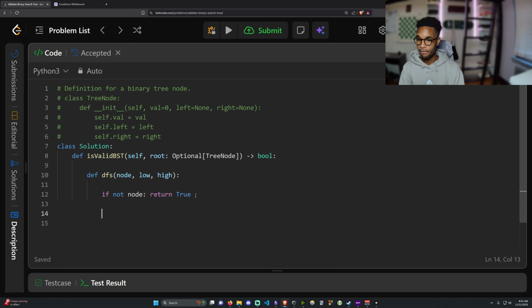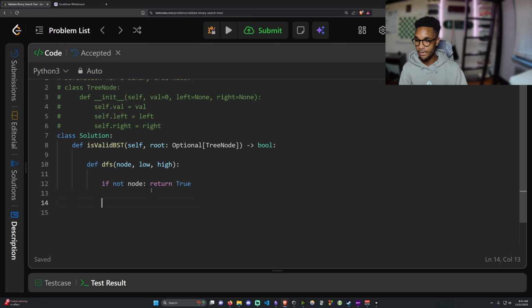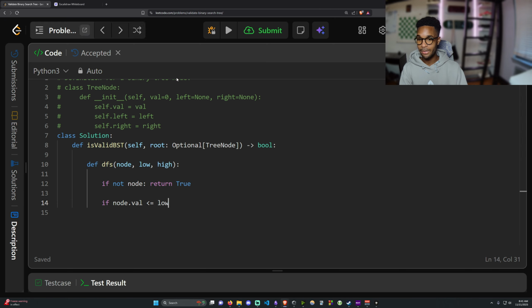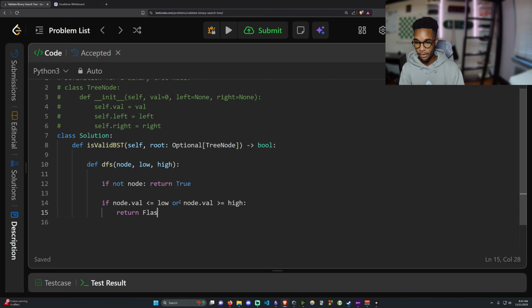Next, we want to take care of our false clause. If we hit this if condition, then we return false because it is an invalid binary search tree. So we're going to say if node.val is less than or equal to low, because we can't have it be less than or equal to our lowest bound, just like when we were here. This value here of 4 cannot be equal to 5, which is our lowest bound, or less than 5, where it would violate the binary search tree invariant. So that's the first one. Or node.val is greater than or equal to our highest bound, we want to return false.